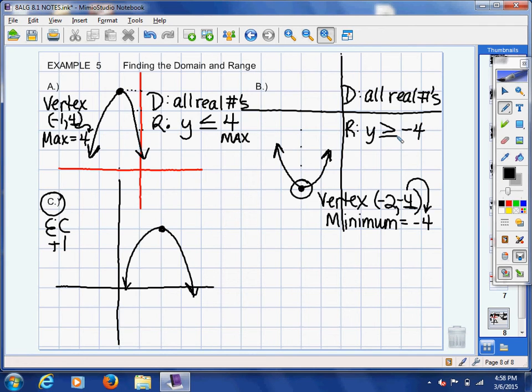Now I'm going to leave letter C for you. This is extra credit. Remember, you're going to list your domain. Hopefully I made that really easy for you. And your range is tied to identifying the vertex and determining whether it's a maximum or minimum. Okay? So good luck with that. Bring your questions to class and we'll talk about it.